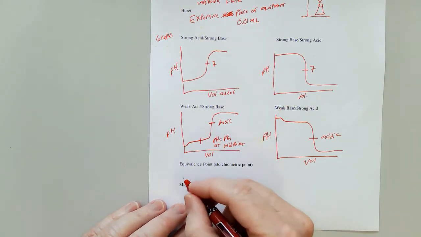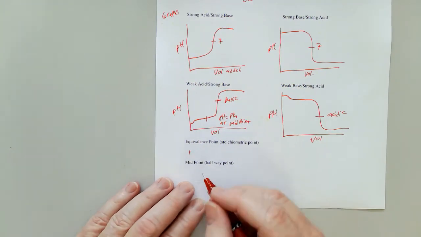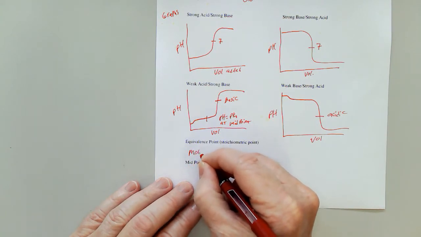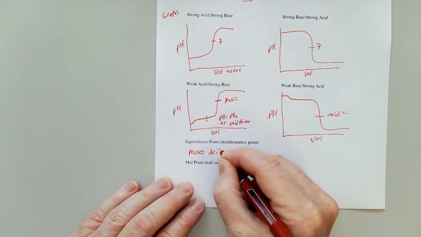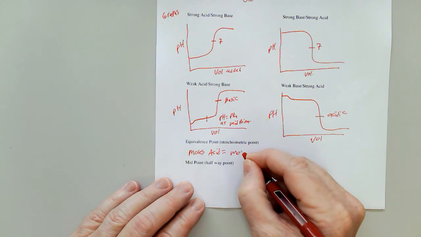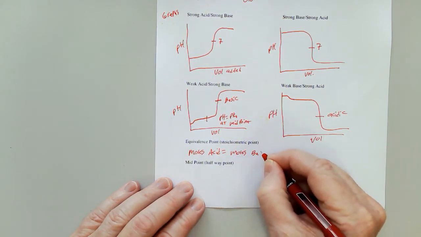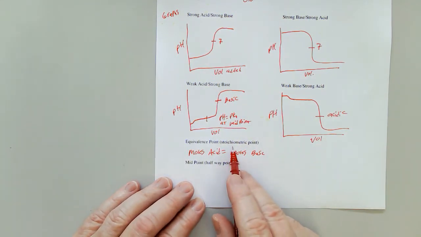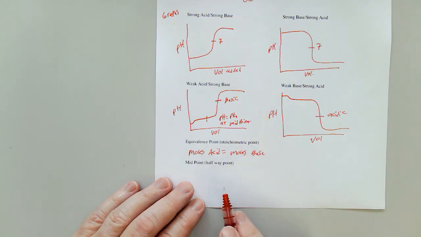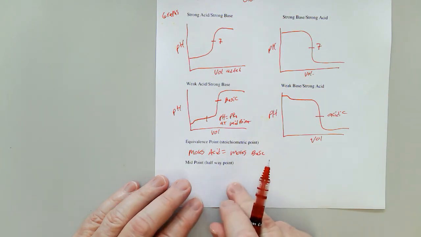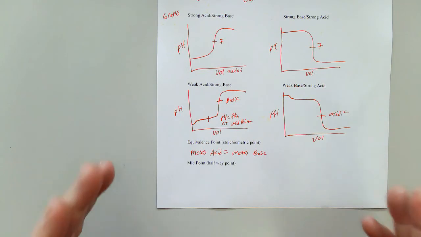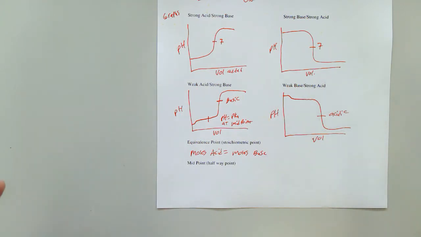So the equivalence point is when the moles of acid equal the moles of base. In Britain, it would be called the stoichiometric point. Okay, it's basically when the titration has determined the number of moles present.